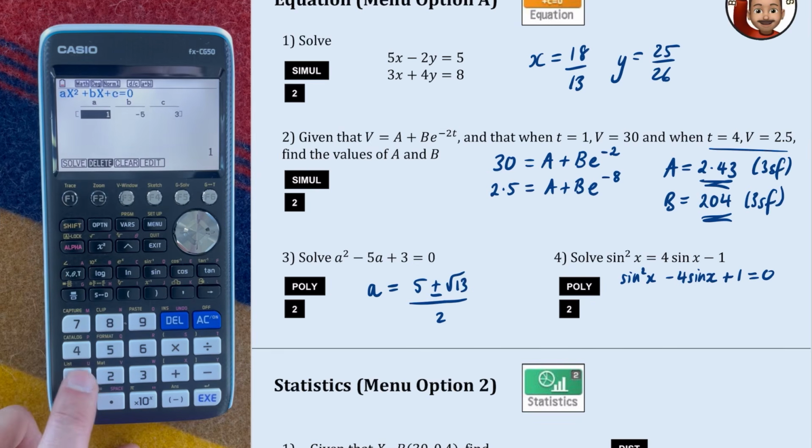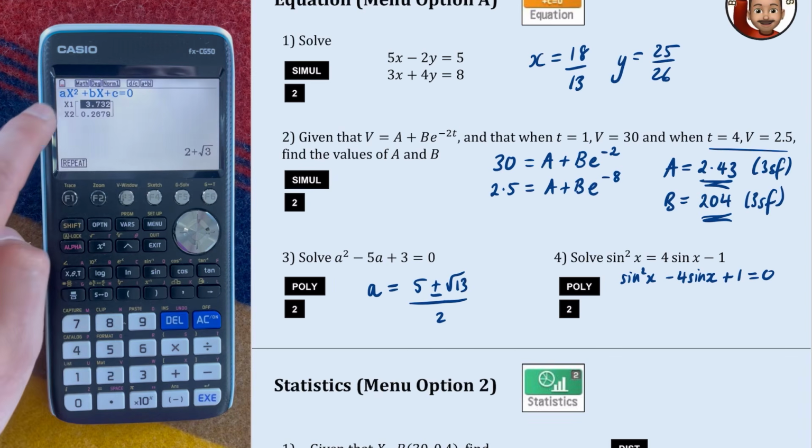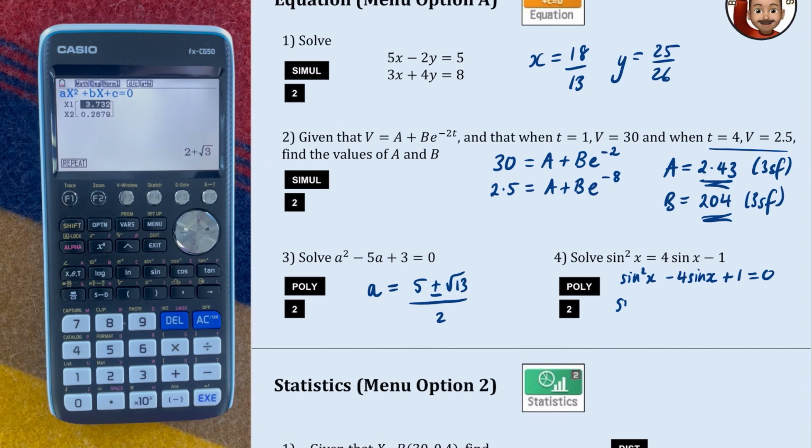So I'm going to jump back, I'm going to press 1 for the first coefficient because there's no number in front of it, then I'm going to press -4 for the next one, and then 1 for the constant. So when I solve this, it's not going to tell me what x is equal to, but it's actually saying that sine x is either going to be equal to 2 plus root 3, or sine x is going to be equal to the other solution, which is 2 minus root 3.